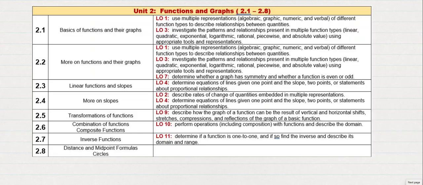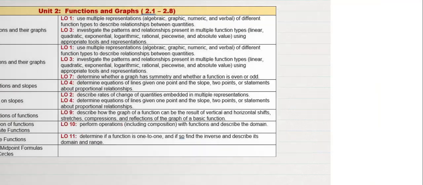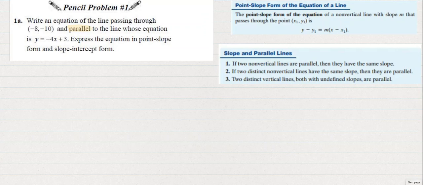Here are our learning objectives for this unit, and you can see that learning objectives 2 and 4 both tie into section 2.4, more on slopes. Describe the rate of change of quantities and determine equations of lines given one point and the slope, or two points, or statements about proportional relationships. And here is our first example.